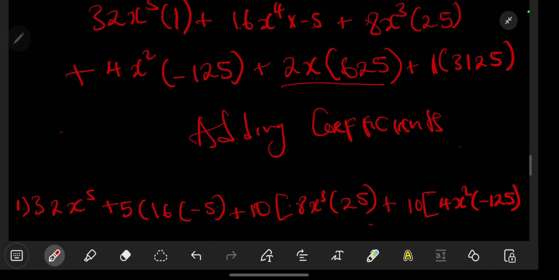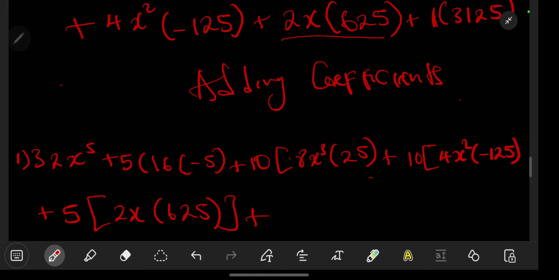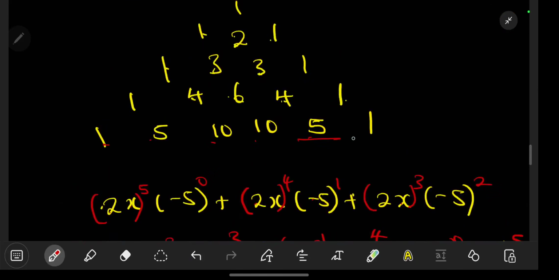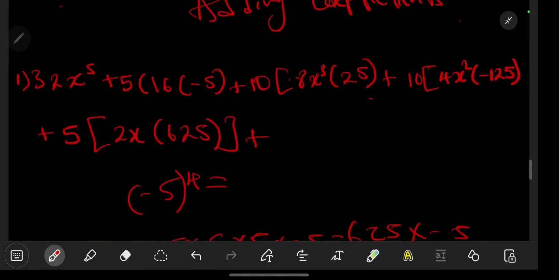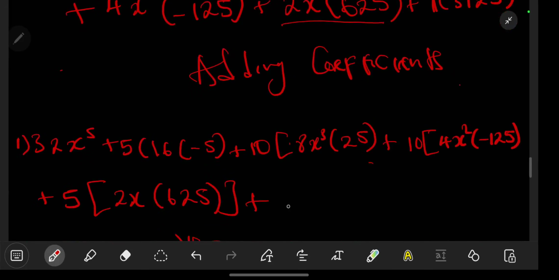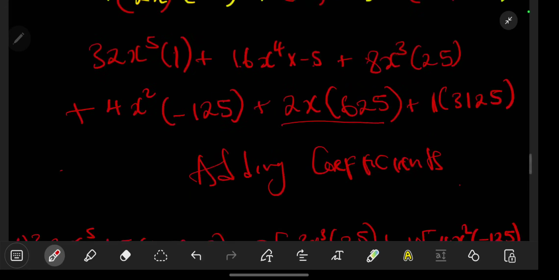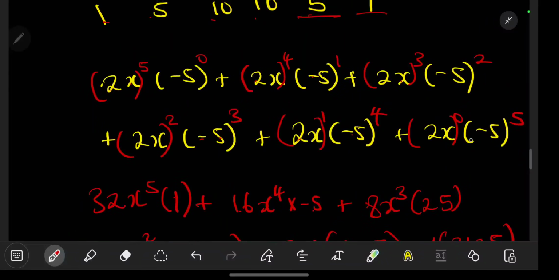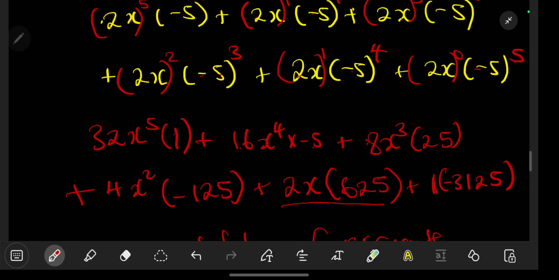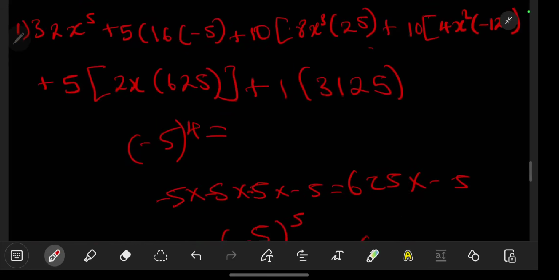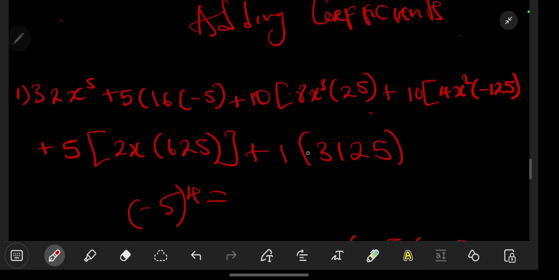Then we also have plus our last coefficient, which is a 1. So we are going to put 1 and our 3,125, like that. Here, we just need to be careful. Negative 5 to the power 5 will be a negative value there. Is there any other mistake? No. So this is what we have. We have put all the correct signs.